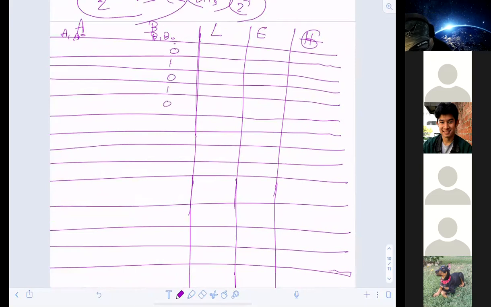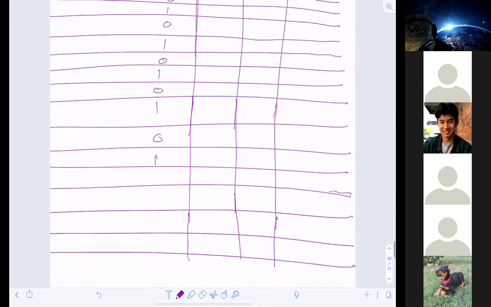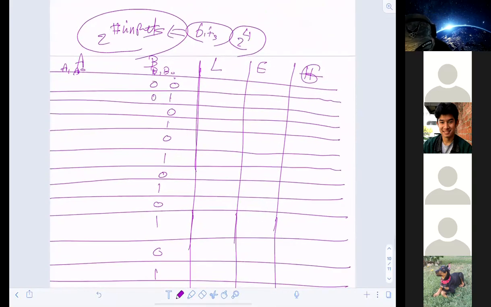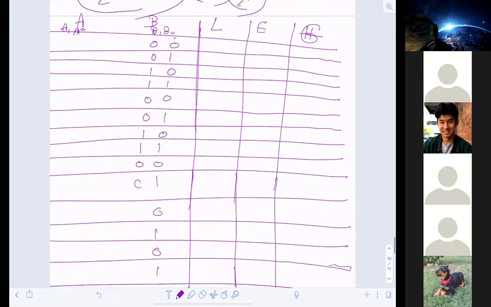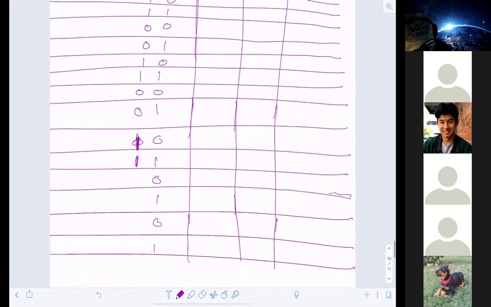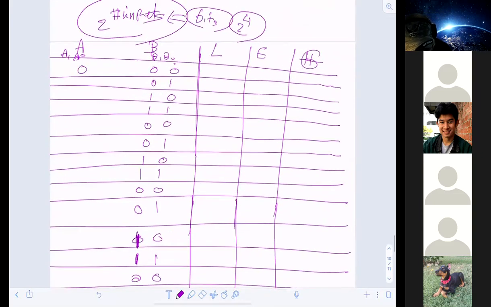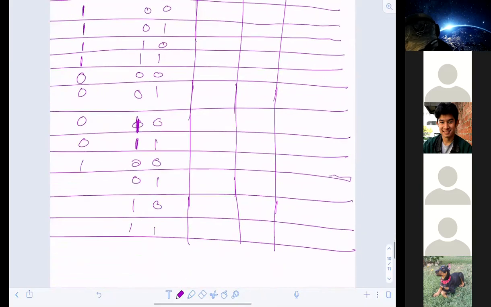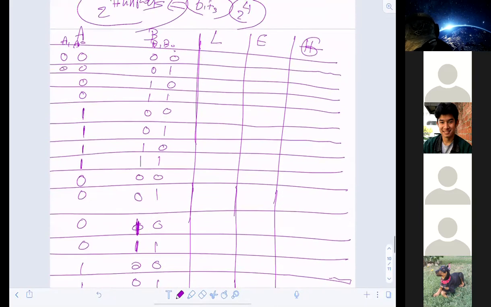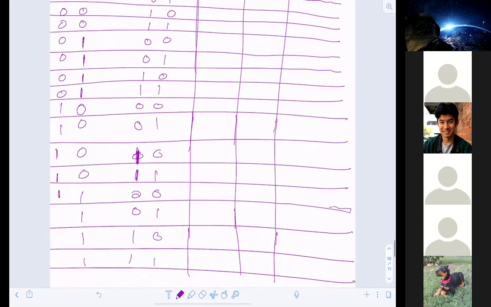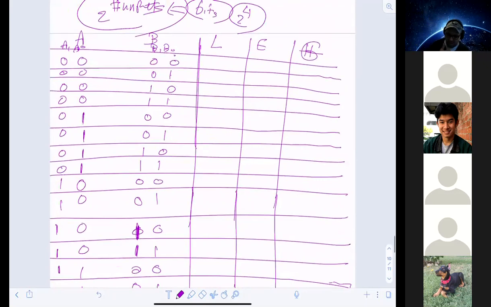Then the inputs go 0, 1, 0, 1 and so on for A0, then the pattern 1, 2, 3, 4 repeating for B, and then 1 through 8 repeating for the next column, and so on, right? When A and B are 0, is this equal, greater, or less? It's equal.